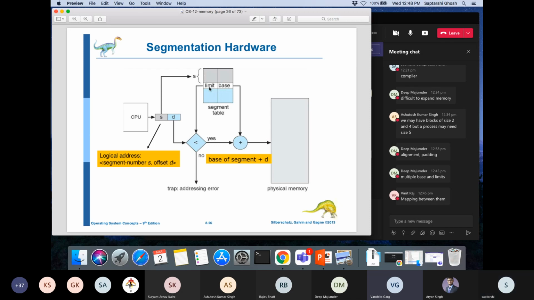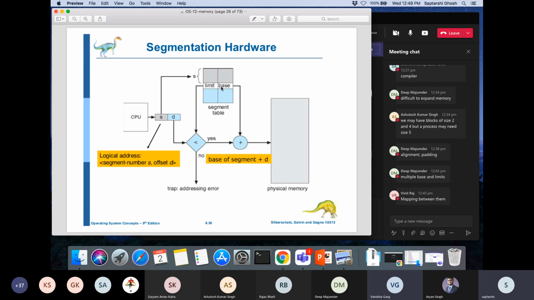the entry just after 4 in the segment table wants to be accessed. So first a check will happen. So within this segment, the CPU is asking for address D. Is that segment large enough? Maybe if the segment size is itself 1000 and D is 1050, this should not be allowed. So it is checked. Is D less than limit? If no, then an addressing error. If yes, then D is added to the actual physical starting address of that segment, which is stored in this base.